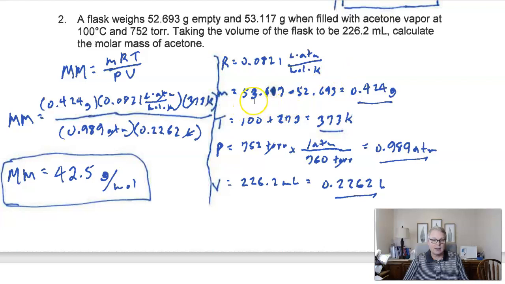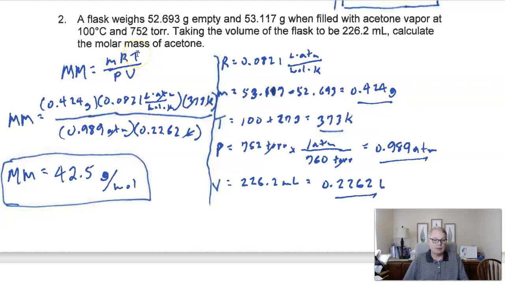So I've got 53.117 minus 52.693. So subtract that, 3 places past the decimal here, 3 places past the decimal here, 3 places in my answer. Remember, addition, subtracting, you're looking at places past the decimal point. 0.424 grams of acetone. Okay.